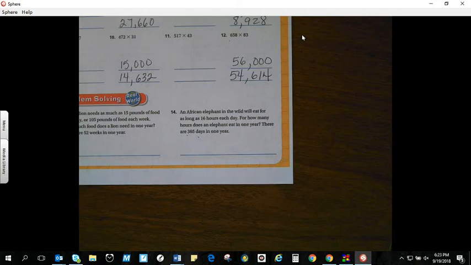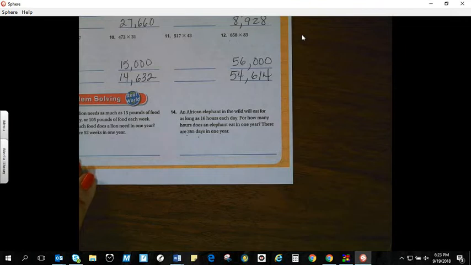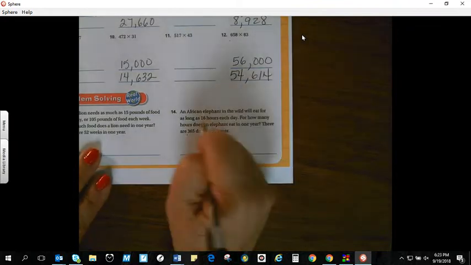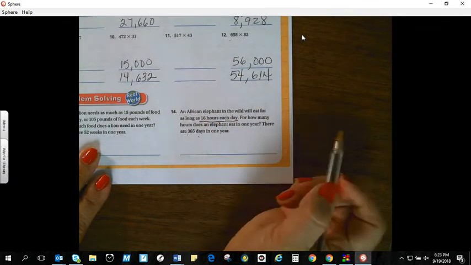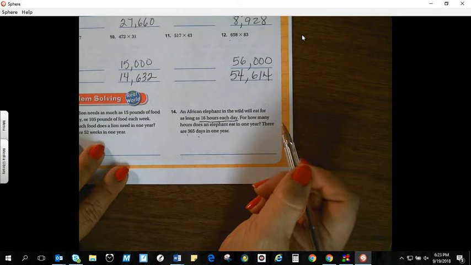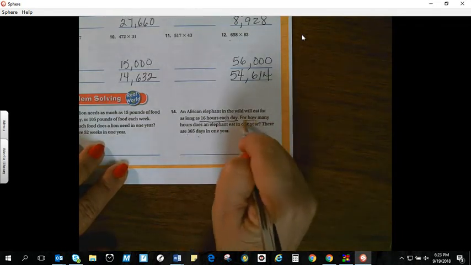It's talking about how much it eats in one day. So, not how much it eats, but how long it eats in one day. How long does it eat in one day? 16 hours each day. As long as 16 hours each day. Now it says, for how many hours does an elephant eat in 1 year?